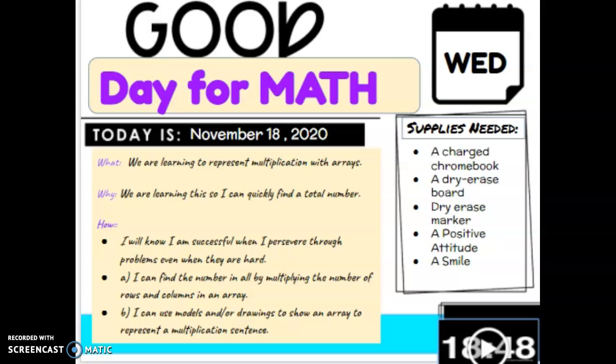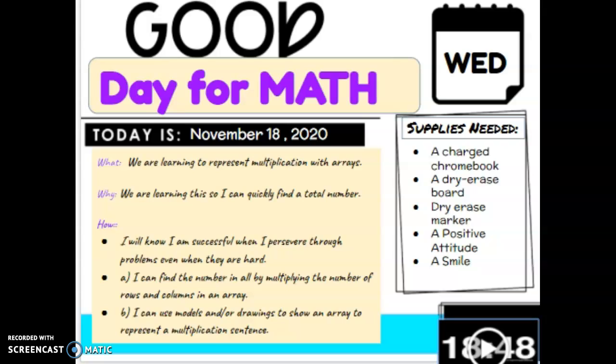The reason why we use multiplication and use strategies to help us with multiplication is so that we can quickly find the total number. Especially with multiplication, we can find it much faster because they're equal groups, so we can just multiply rather than having to add over and over, like we would if we were adding unlike amounts. So it does help us eventually to be much quicker to find the total number, or what we call the product in a multiplication problem.